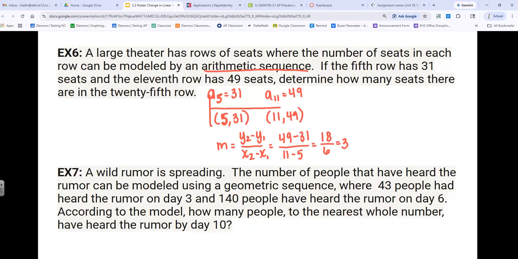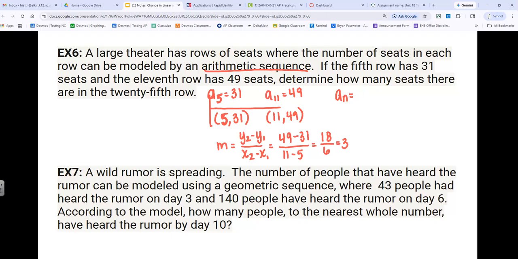Now, we don't have our a sub 0, right? A sub 0 is like your y-intercept. But we could use that point slope formula, or you can use a sub n if you want, I guess. A sub n equals, I could use either one of these points, right? So if I'm using that other formula, I could use 5, 31 or I could use 11, 49. It does not matter which one you pick, you're going to get the same answer. So I'm going to use 5, 31.